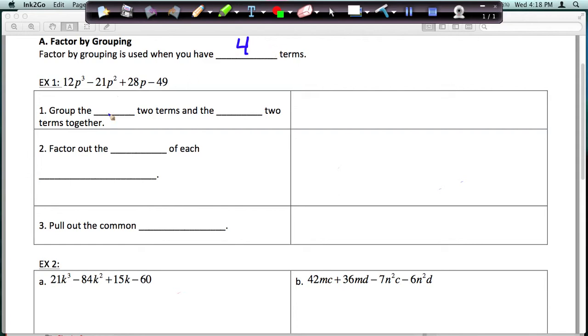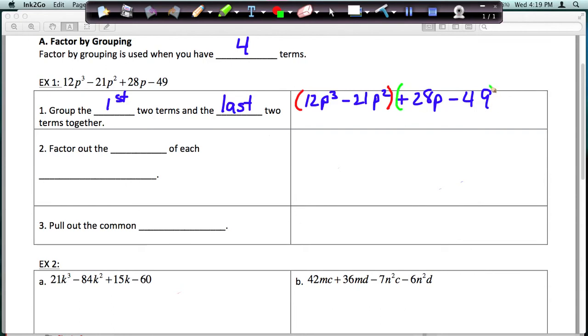And you'll see the reason we have to do this is these 4 terms in this first example have no GCF in common. So there's nothing I can pull out. So what you do when you do factor by grouping is you group the first 2 terms and the last 2 terms together. So I'm going to go ahead and do that. I'm going to rewrite that example, 12p cubed minus 21p squared plus 28p minus 49. And we're going to group the terms. So you group the first 2, and then I'm going to group the last 2. And when you group the last 2, make sure you take the sign in front of that third term.